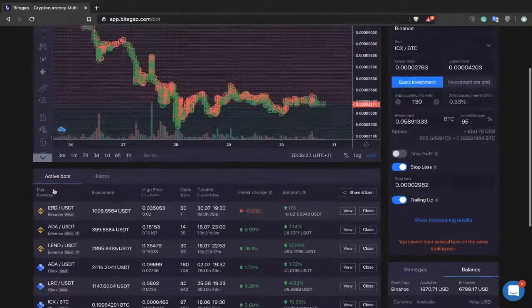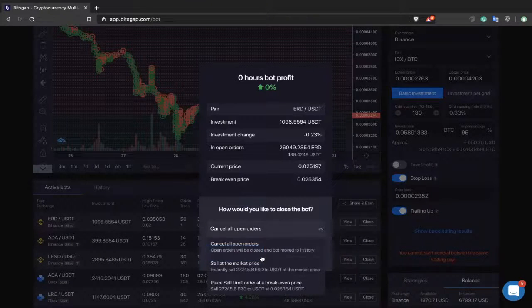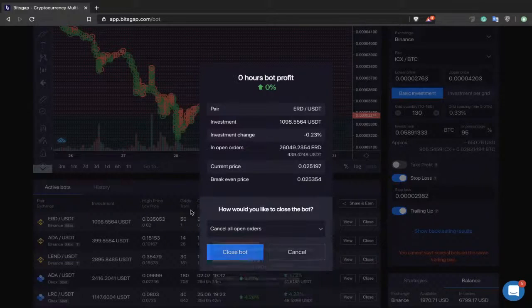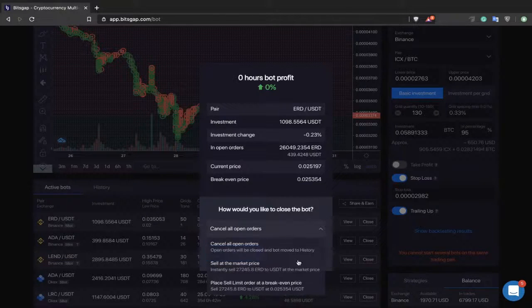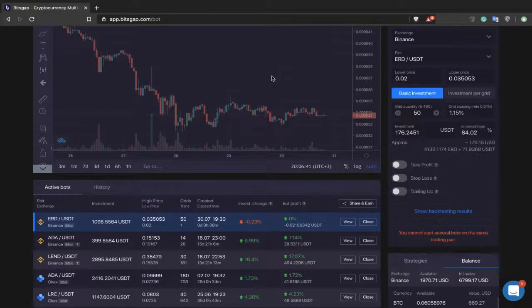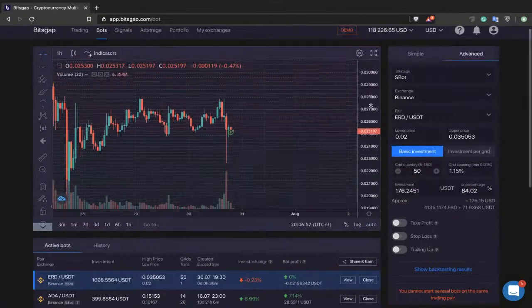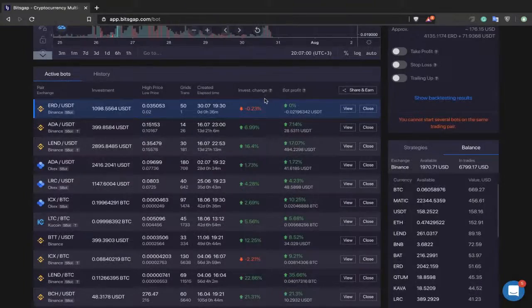Same with ERD trading to USDT that we've just opened 35 minutes ago. If I click on close, you see the break-even price is 25,354. So here, the break-even in this case, the price must reach this level so that I get a 0 investment change. So it's kind of a neutral market exit.